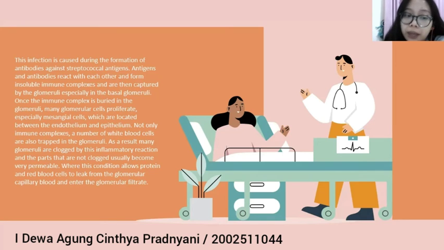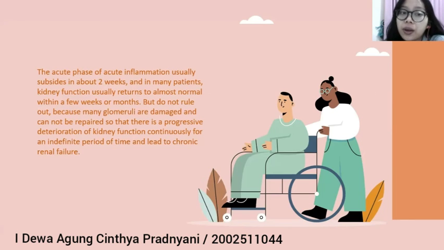Not only immune complexes, but a number of white blood cells are also trapped in the glomeruli. As a result, many glomeruli are clogged by this inflammatory reaction, and the parts that are not clogged usually become very permeable, where this condition allows protein and red blood cells to leak from the glomerular capillary blood and enter the glomerular filtrate. Next, the acute phase of inflammation usually subsides in about 2 weeks.